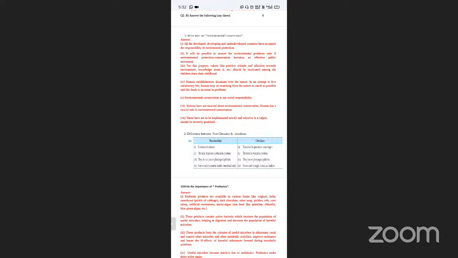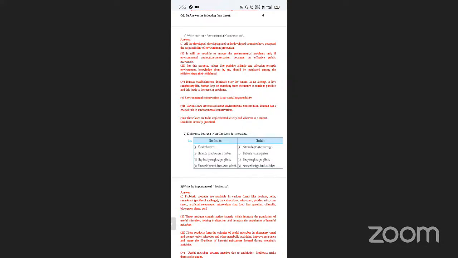Fourth point, human establishments dominate over nature. In an attempt to live a satisfactory life, humans kept on snatching from nature as much as possible, and this leads to an increase in problems. You know that we are completely dependent on nature for all our livelihoods, right? We are snatching everything from nature, and this has resulted in a lot of problems in the environment.